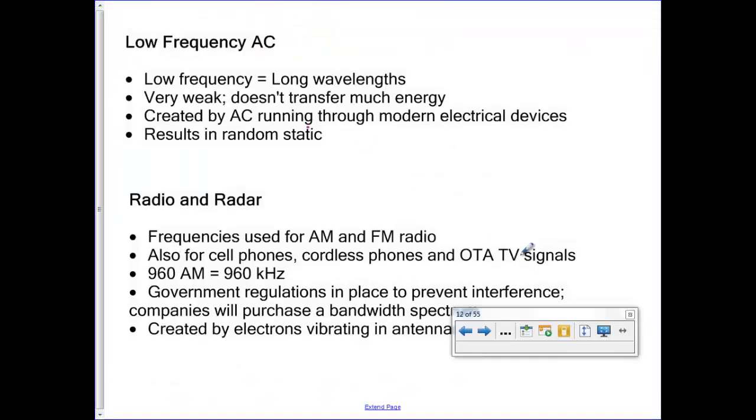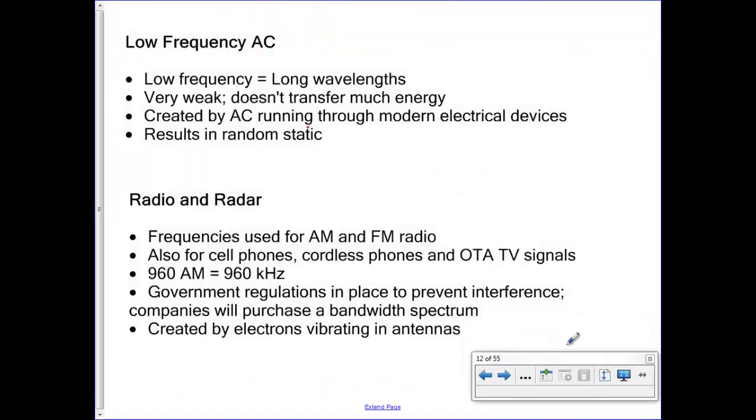So what I want to talk about now, and all of this is on slides, and I hate reading off the slides, because I think you guys can just read it yourself, and it's all in your textbook. But I need you to know most of the different types of EMR spectrum. The longest are either low frequency AC or your radio waves. Those are the longest waves we have.